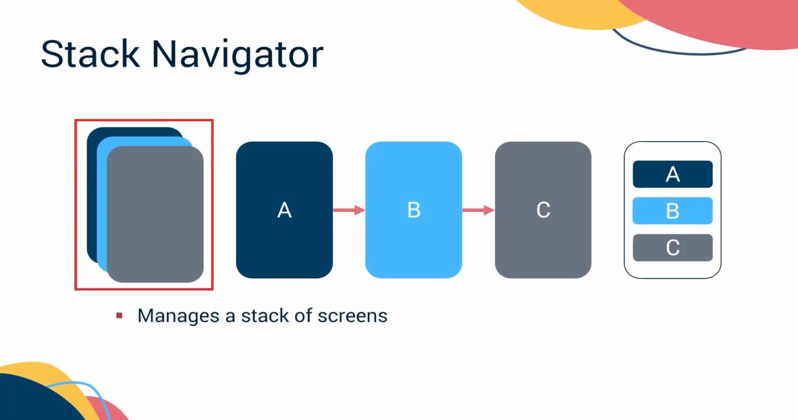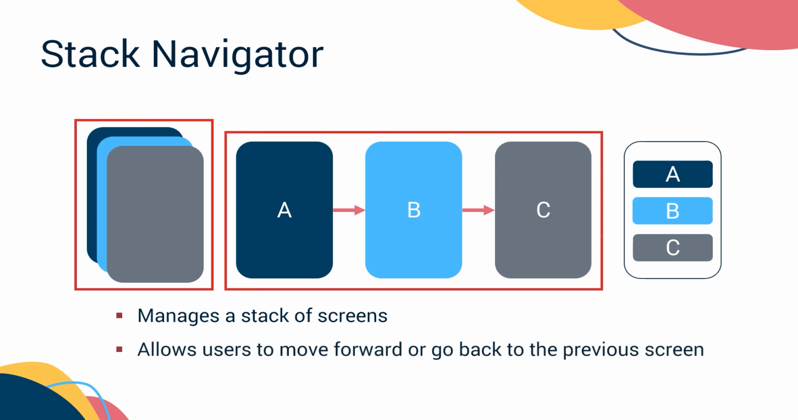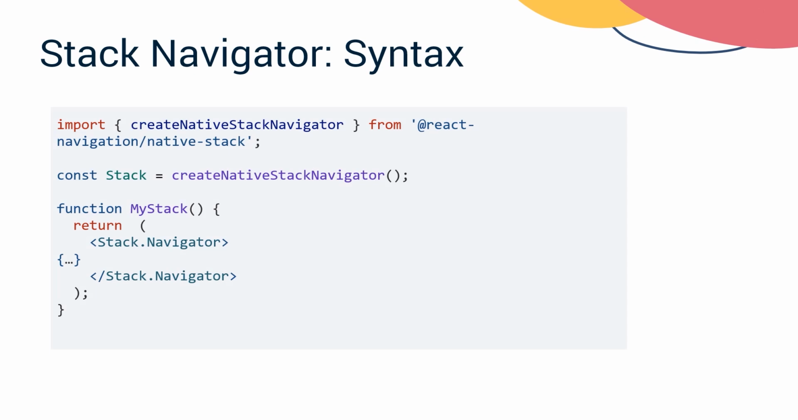The first type of navigator is Stack Navigator, which coordinates a stack of screens. Users can move forward to a new screen or go back to a previous one, just like navigating in web browsers using arrows and tabs on the navigation toolbar. The screen displays the syntax for using Stack Navigator.